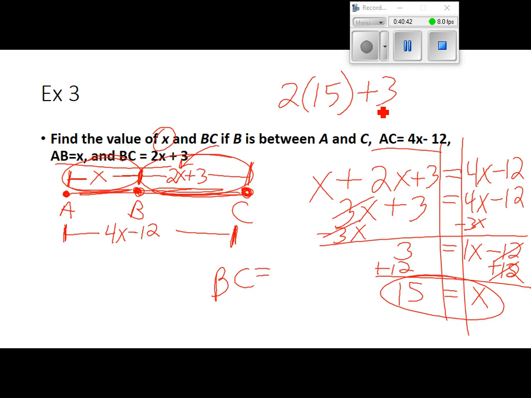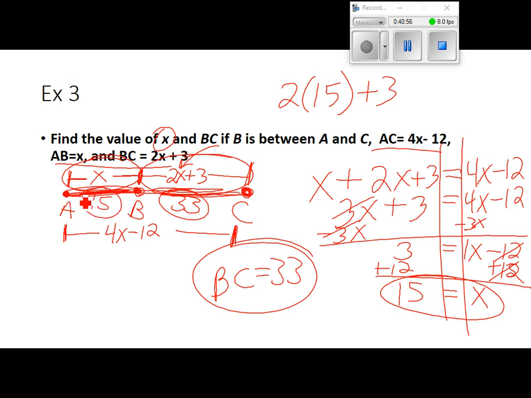What is 2 times 15 plus 3? 33. So how long is segment BC? 33. How long is segment AB? 15. How long is segment AC? 48. Could we have found all of them if they'd asked us to find them all? Yeah. This time they didn't. They just asked us for this and this.